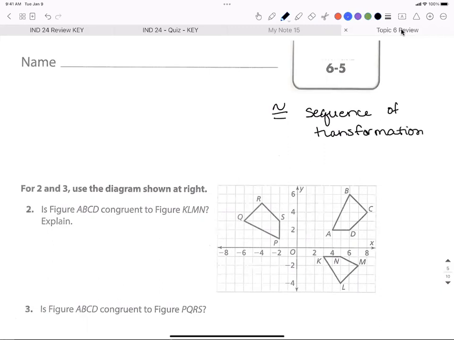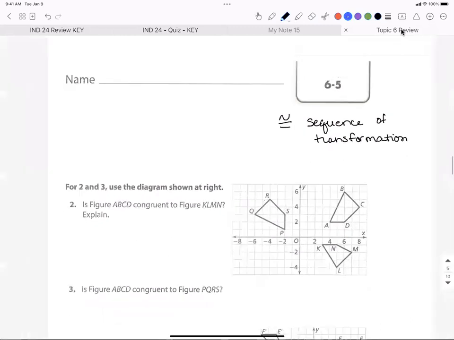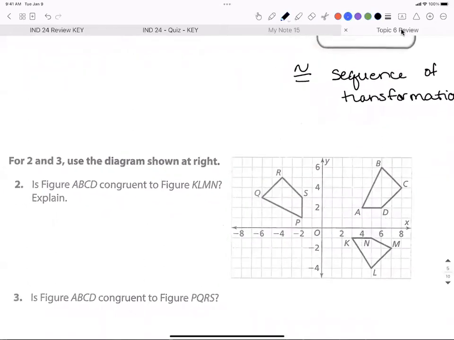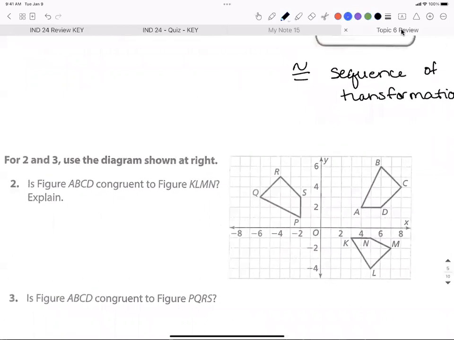If you succeed using a sequence of transformations and they all land point for point, then you know it's congruent. If you try to do the sequence and at some point you hit a fail, then you know it's not congruent. But you have to run the test and you have to test the sequence of transformations. Please don't ever just answer, are they congruent? Yes, because they're the same shape and same size. You have to prove it through a sequence.